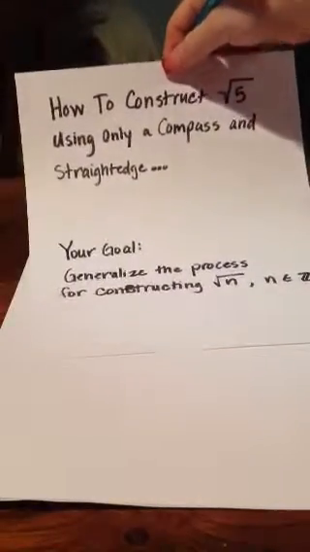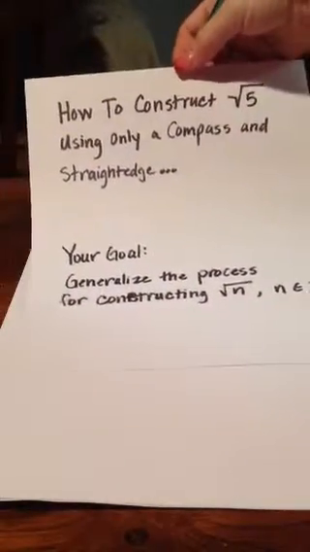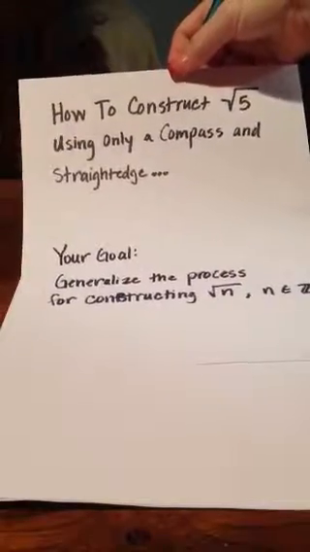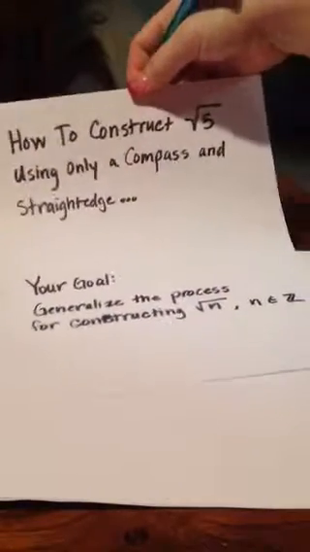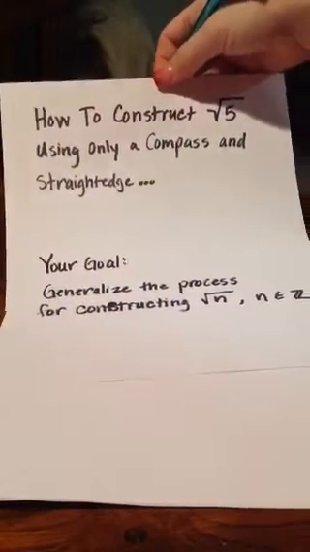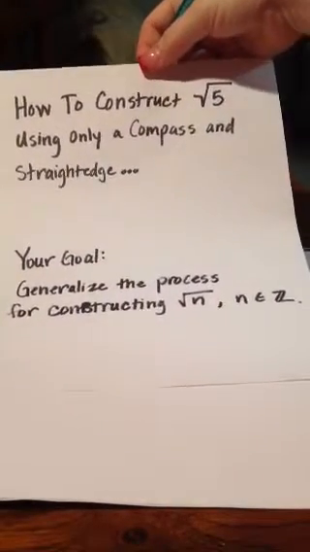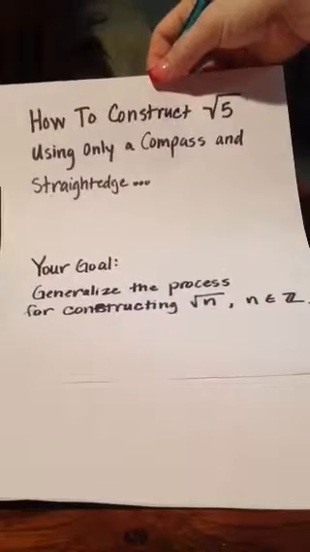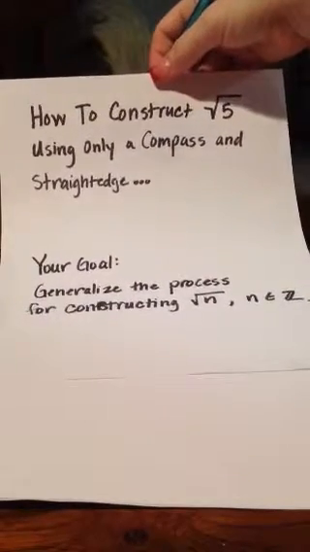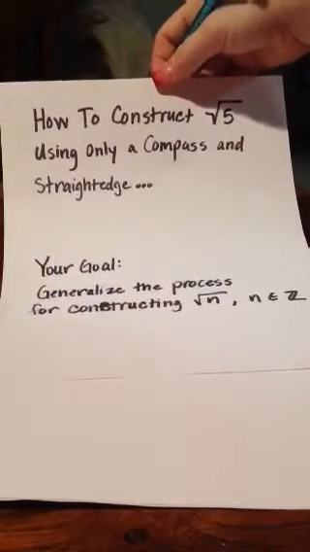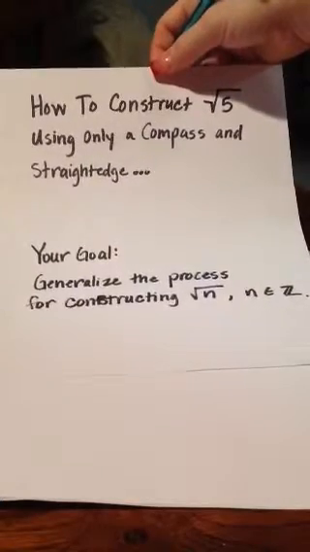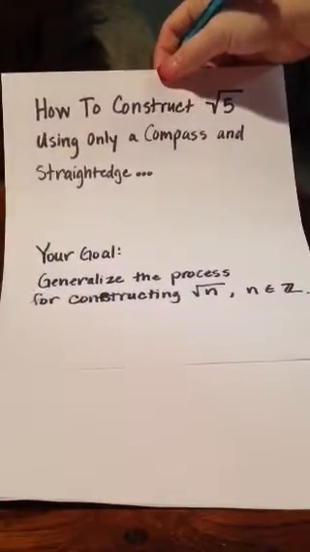I wanted to send out a video to help you understand a piece of the extra credit project. One of the things you will have to do is construct the square root of an integer. And the video I'm about to show you will show you how to construct the square root of 5. You want to generalize this process so that you can use it to construct your regular polygon.